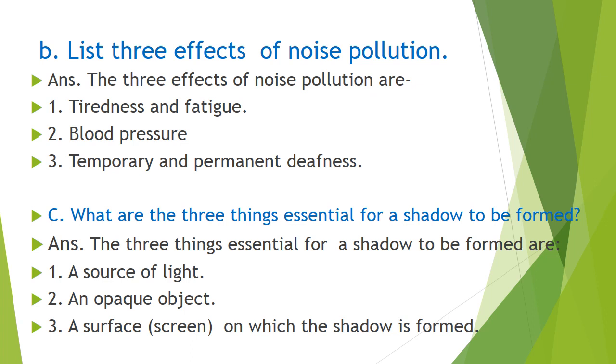Part C, what are the 3 things which are essential for a shadow to be formed? So the 3 things essential for a shadow to be formed are, first, a source of light. Light is necessary for a shadow to be formed. Part 2, an opaque object. And the third, a surface. A surface is a screen on which the shadow is formed. So these 3 things are essential for a shadow to be formed.